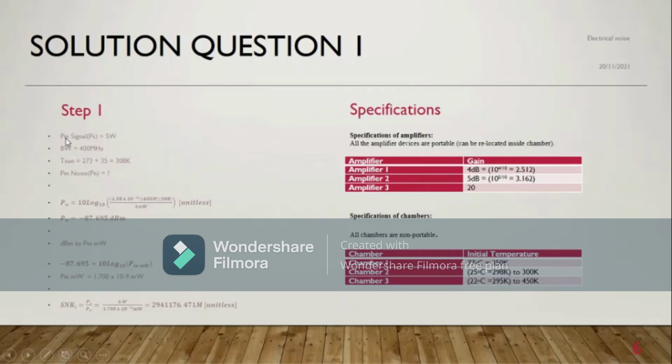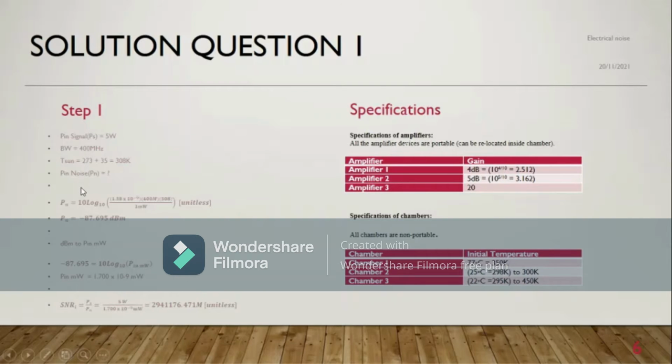The information given in step 1 is the signal power, PS, equal to 5 watt, and the bandwidth is 400 megahertz, and the temperature of the sun is 35 Celsius, and we add 273 to convert into Kelvin, and we get 308 Kelvin. And how much is the noise power?